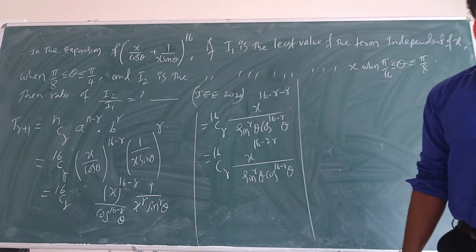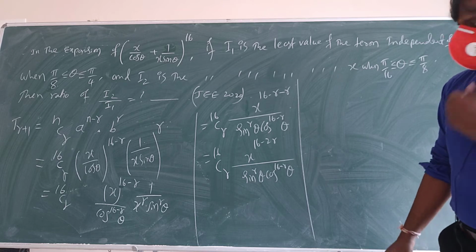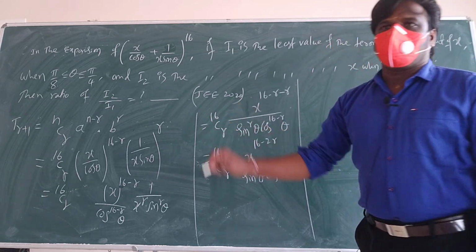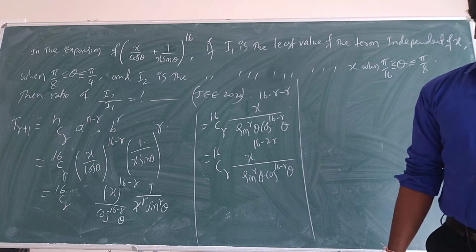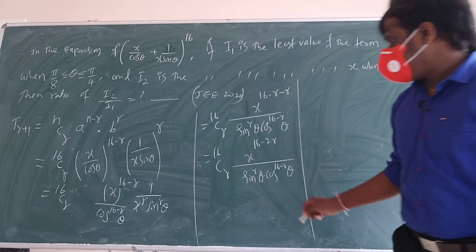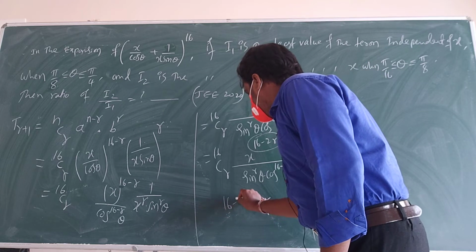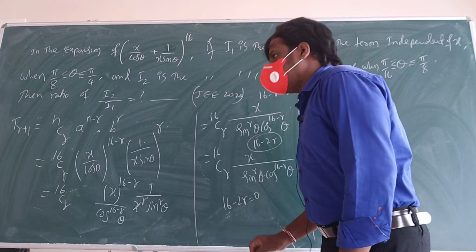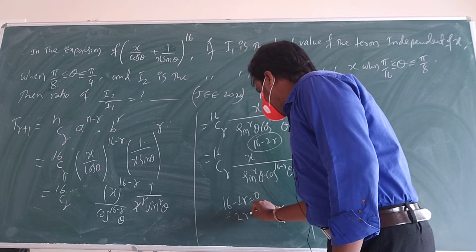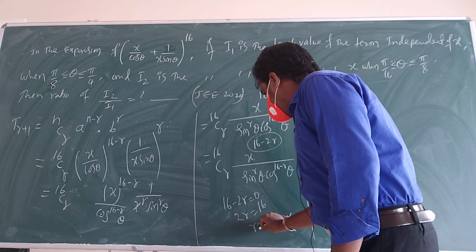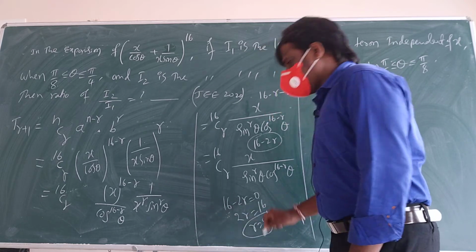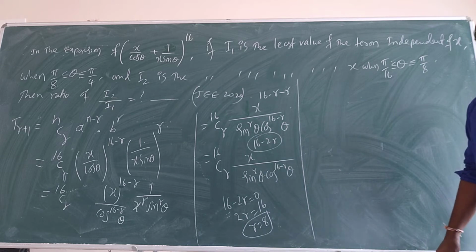He said independent of x. Independent of x means x power 0 should come. It means I have to take this as 0. That is, 16 minus 2r is equal to 0. Then 2r is equal to 16. r is equal to 8. Correct? r is equal to 8.